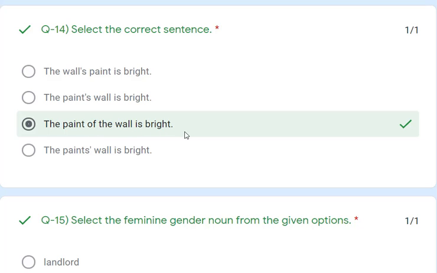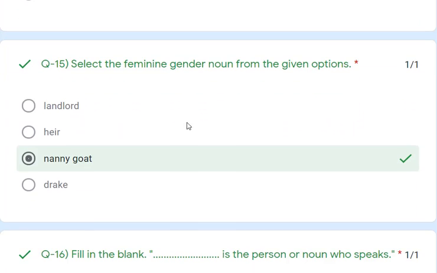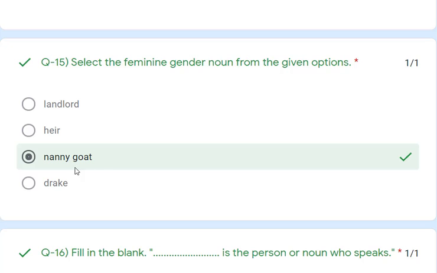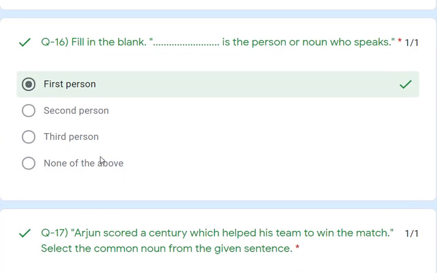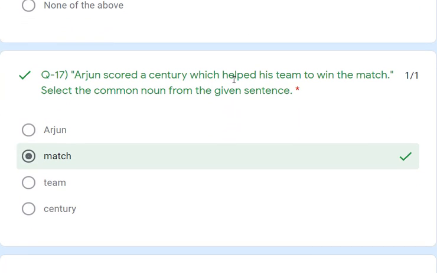These all are from exercises or examples. Okay. Question number 15. Select the feminine gender. So, nanny goat is the feminine gender. Question number 16. Fill in the blank. Blank space is the person or noun who speaks. First person is the person or noun who speaks. Arjun scored a century which helped his team to win the match. So, what is the common noun? So, match is the common noun.